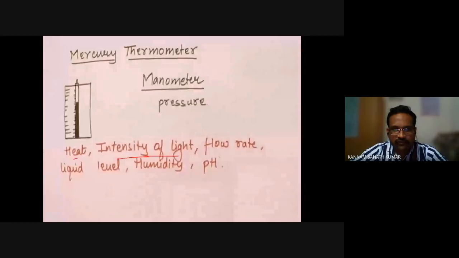a meter, so that we can find heat intensity, intensity of light, flow rate, liquid level, humidity, pH value. These are all non-electrical quantities.